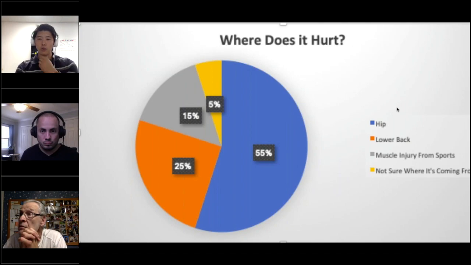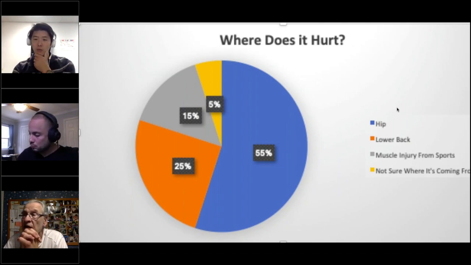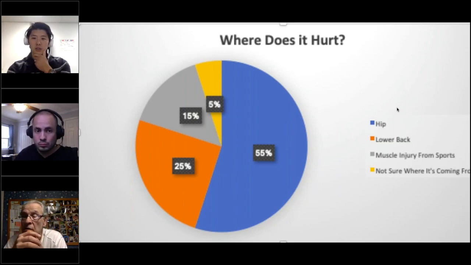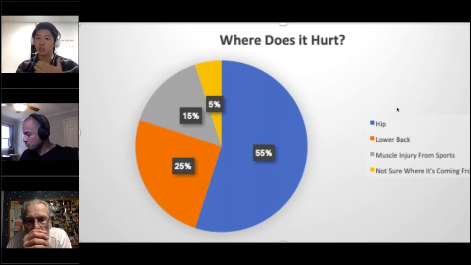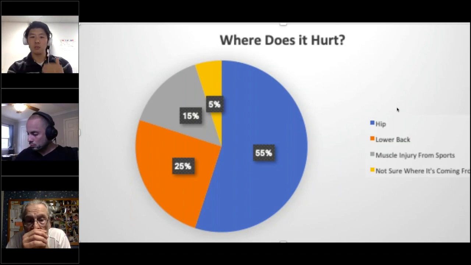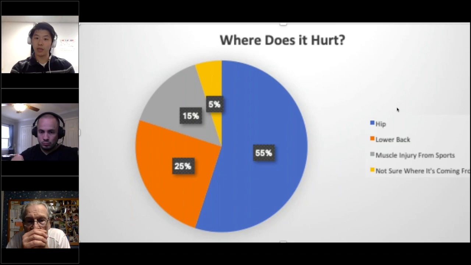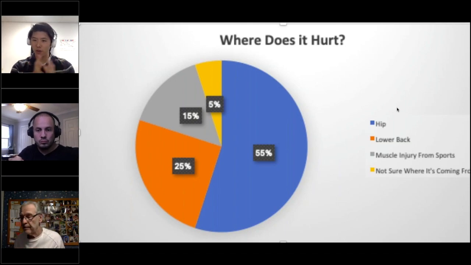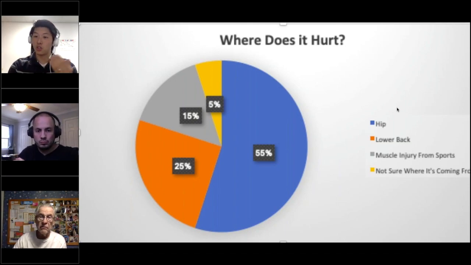For those that are here or those that registered, we had close to 36, 37 registrants, and about two-thirds of you did the survey. So that was great to see. More than half of you have a hip issue. Some of you have a low back issue, and some have muscle injuries from sports. And one or two, about 5% of people, are not sure.